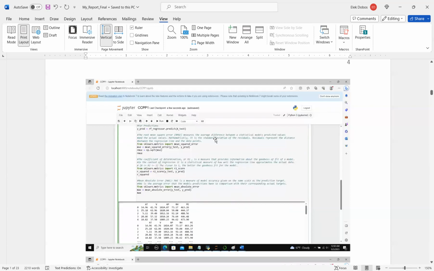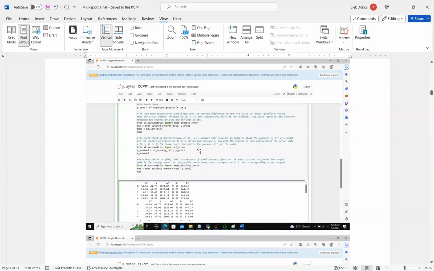Then talking about my predictions, I looked at the root mean square error. The root mean square error, the RMSE, measures the average difference between a statistical model's predicted values and the actual values. Mathematically, it is the standard deviation of the residuals. The residuals represent the distance between the regression line and the data points.